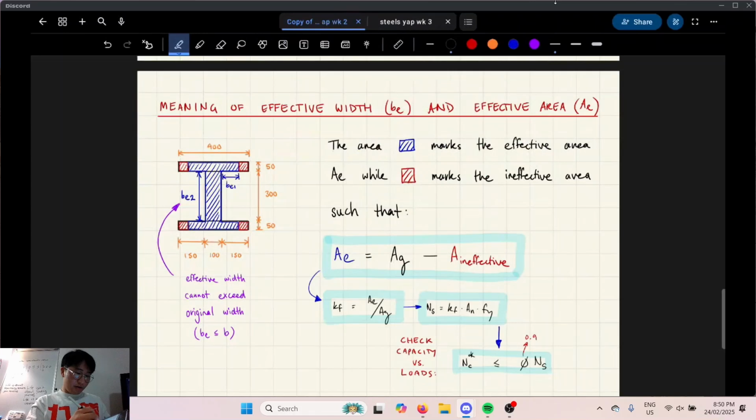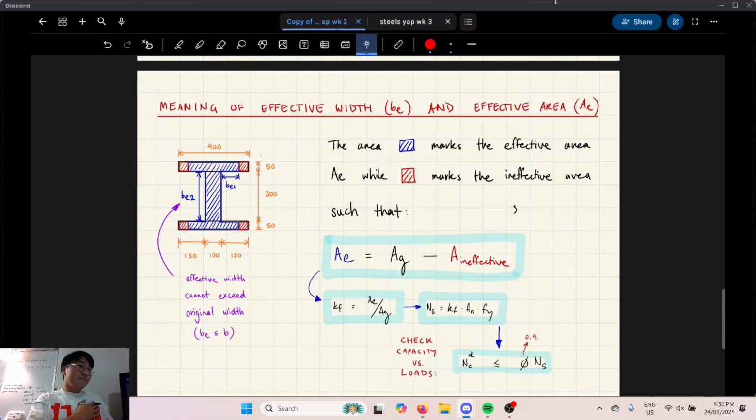Essentially, your end goal is to find the form factor, which comes from A_E. A_E is literally all the blue, your effective area. And then K_F, if it's 1, means your effective area is exactly equal to your gross area. But if it's less than 1, it means parts of it are red, essentially.